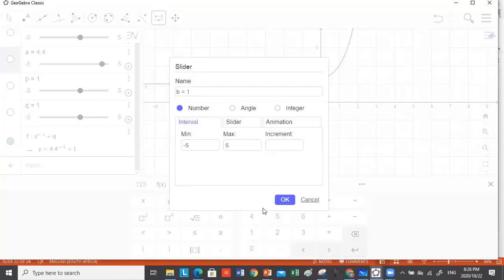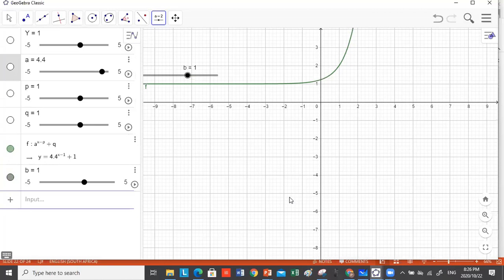Right, so this is what is happening. If now we increase the a, let us decrease. We said a should not be negative. Let's see what is going to happen if we now make a negative. What sort of change is going to happen?